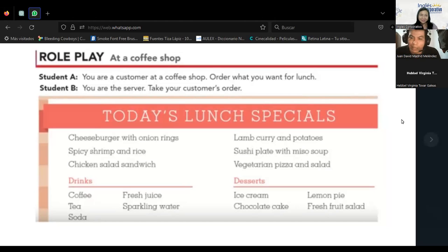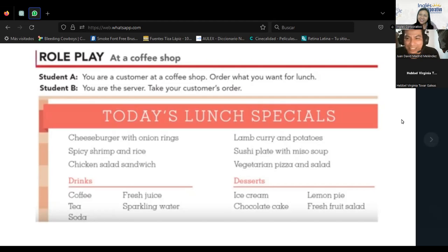Good day, lecturer. Would you like a dessert? Today's special is ice cream, chocolate cake, lemon pie, fresh fruit salad. Okay, I would like ice cream, please. And chocolate cake. Okay, good. Thank you.